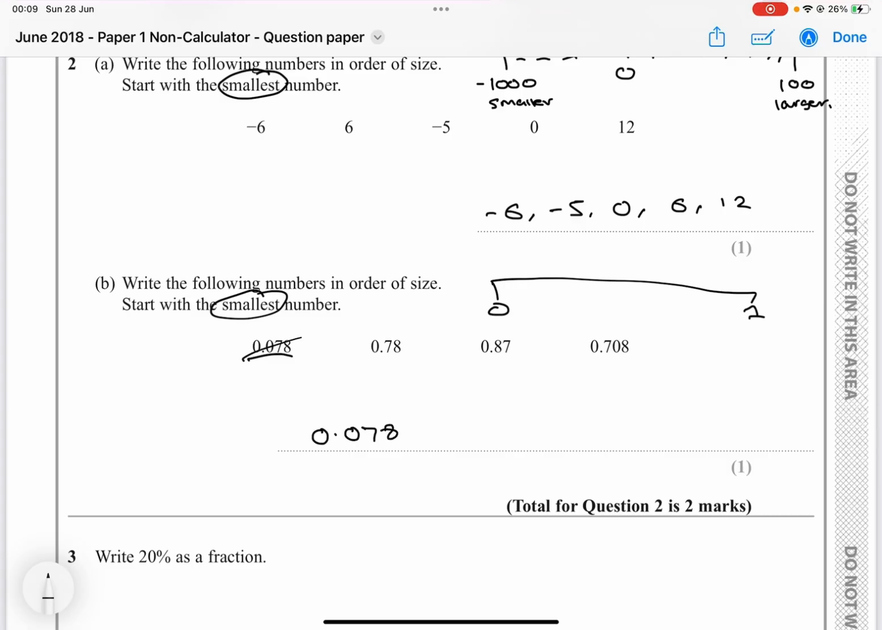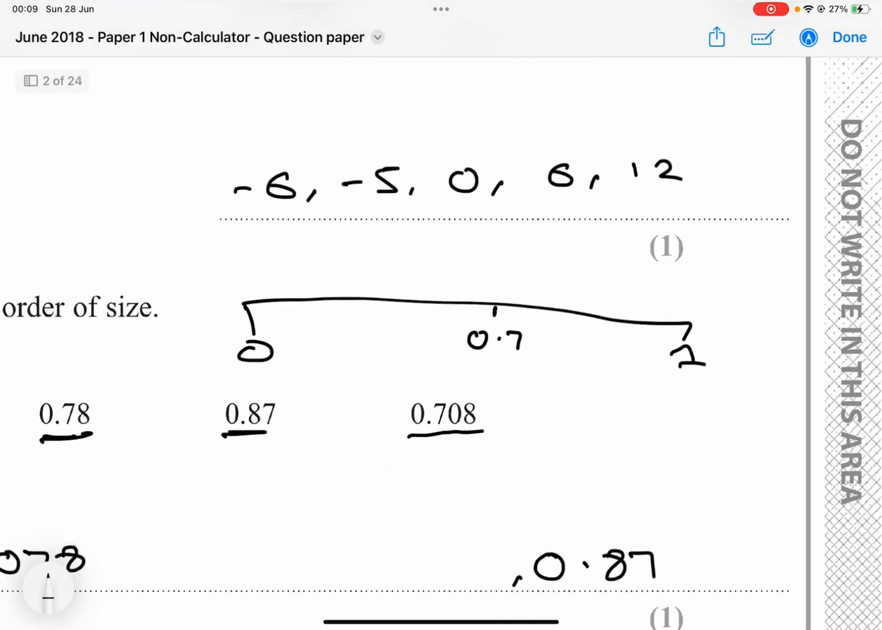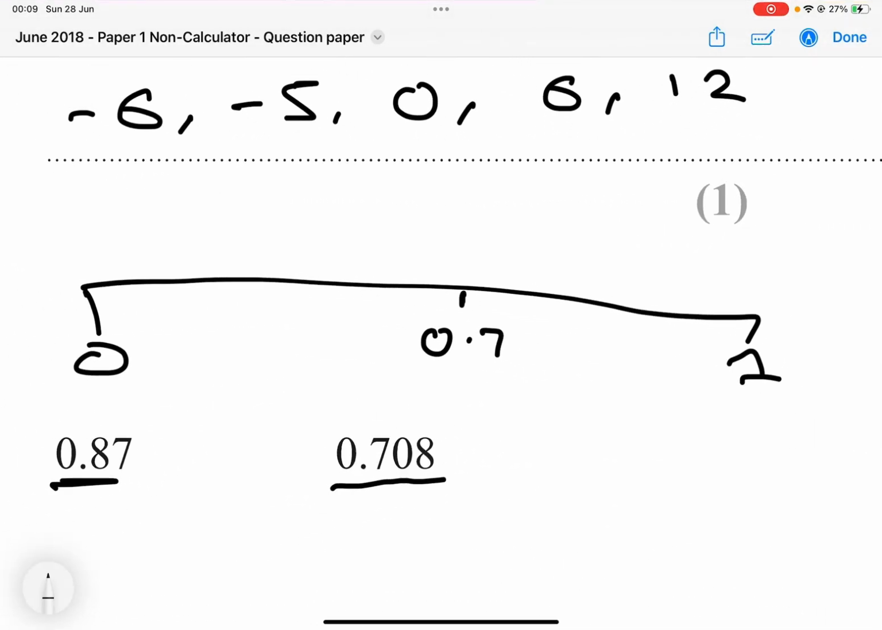So we have 0.7 here, or 0.78 and 0.708. So let's use the number line to work this out. We know that 0.87 will be the largest, so let's just put that here already. Now let's put 0.7 over here. I'm going to zoom in over here now. So we have 0.78 and 0.078.